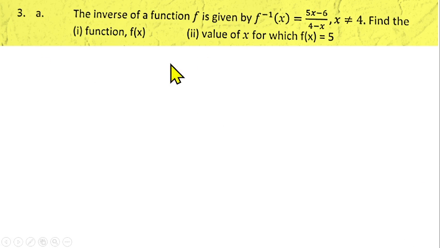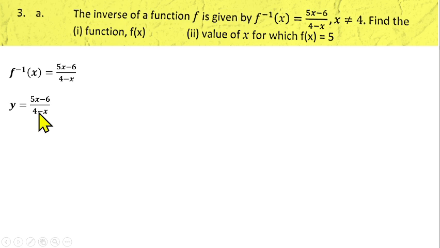Question number 3 is from the function. We are told that the inverse of a function f is given by f inverse of x to be 5x minus 6 over 4 minus x. We have to find the value of f of x. So we are given the inverse to find f of x. It's very simple. So you are given the inverse of f of x to be 5x minus 6 over 4 minus x. So that means you can call this one y. So this f inverse here, we call it y equals 5x minus 6 over 4 minus x.